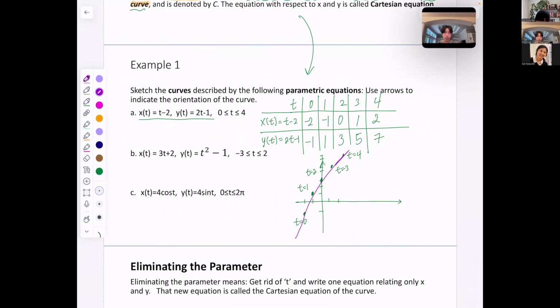So this line we call parametric equation or parametric curve or parametric plane. Okay?